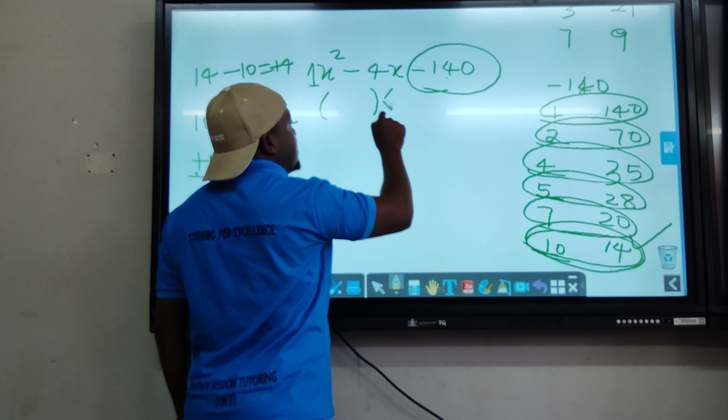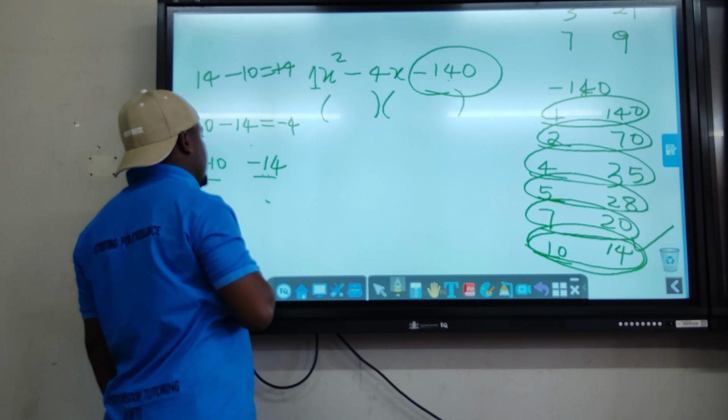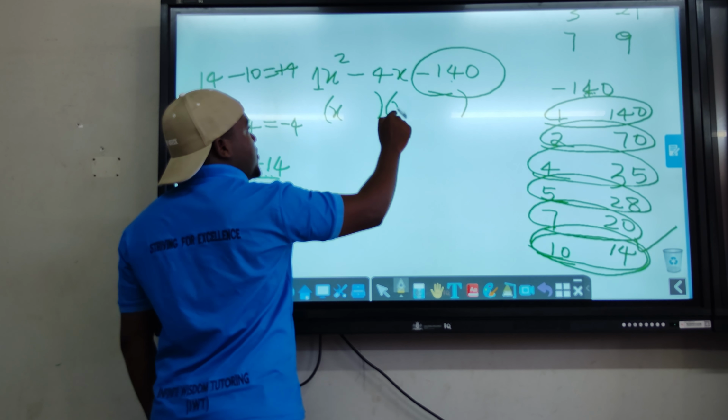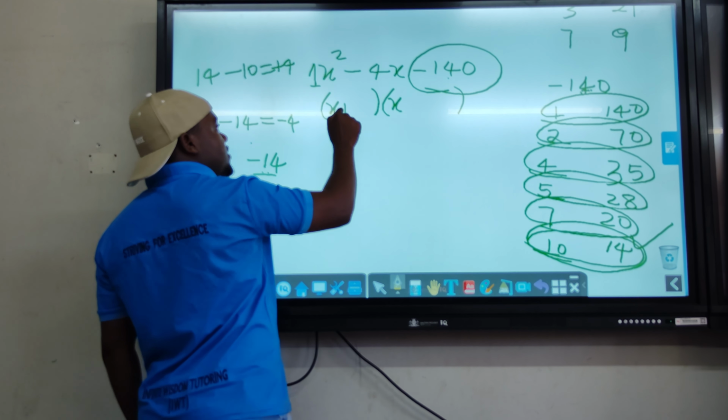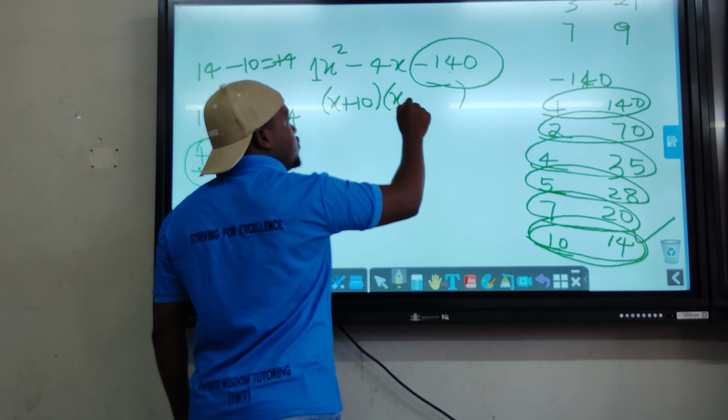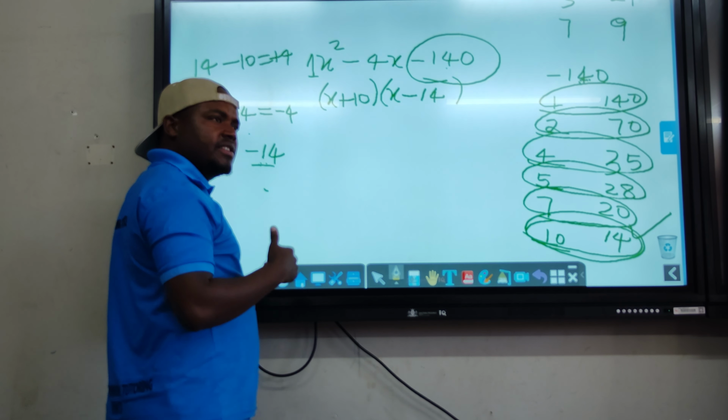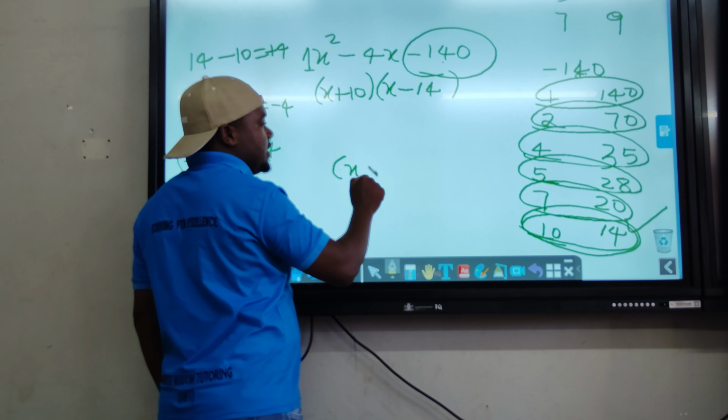Open two brackets. So after opening two brackets, I say x and I put x that side. I can put either way, but this 10 goes with the positive and the 14 goes with the negative, right? Yes. Let's test if it's correct. So we are going to expand it.